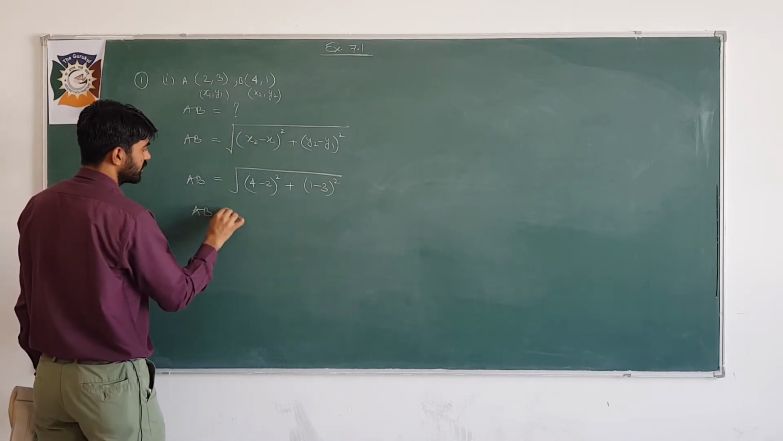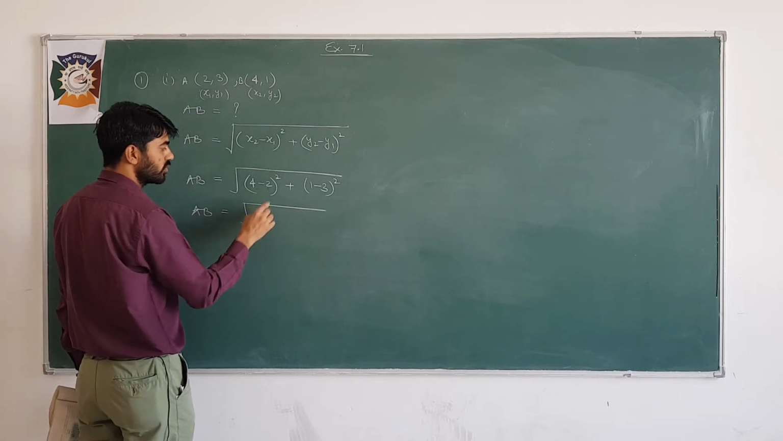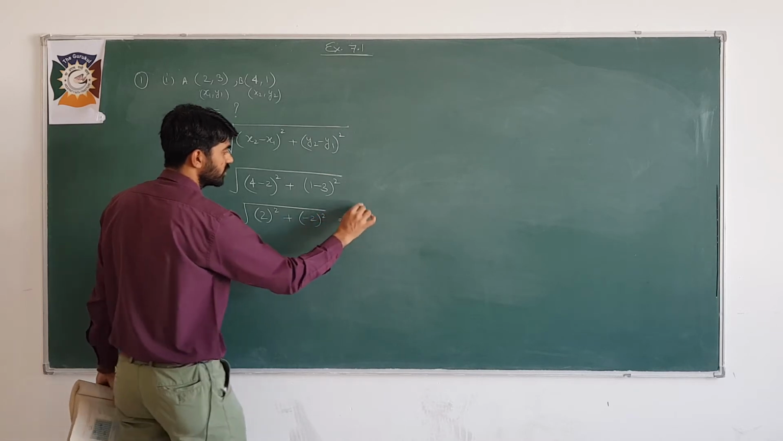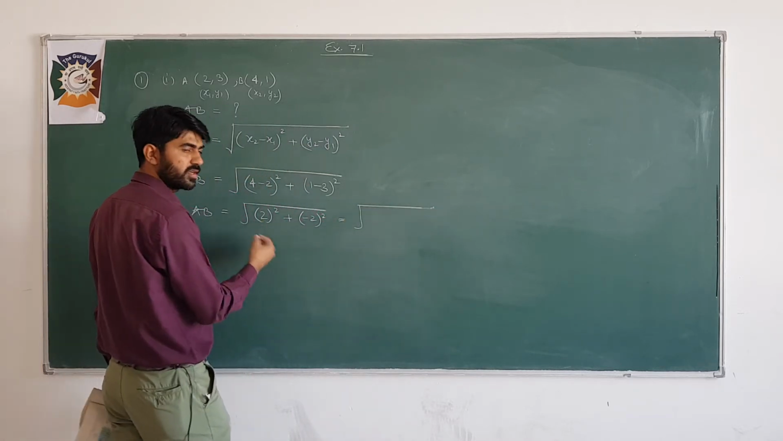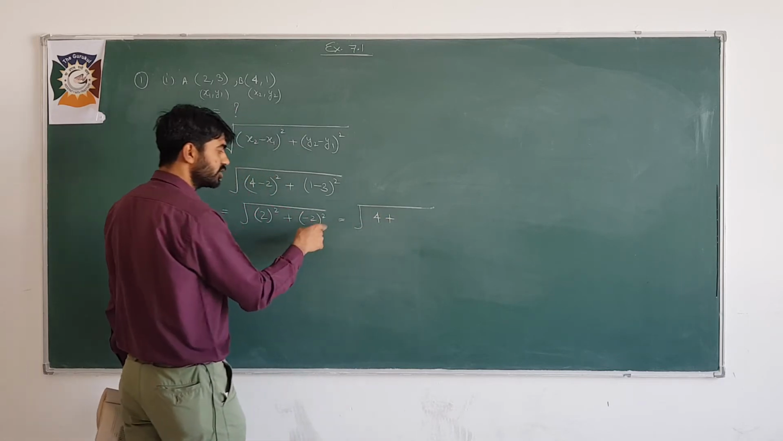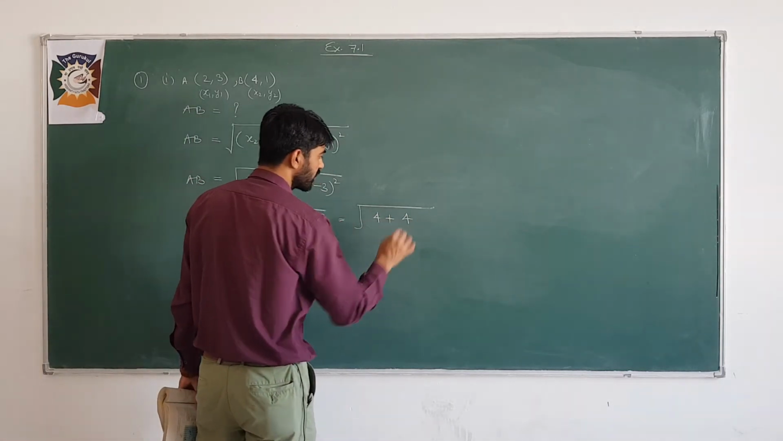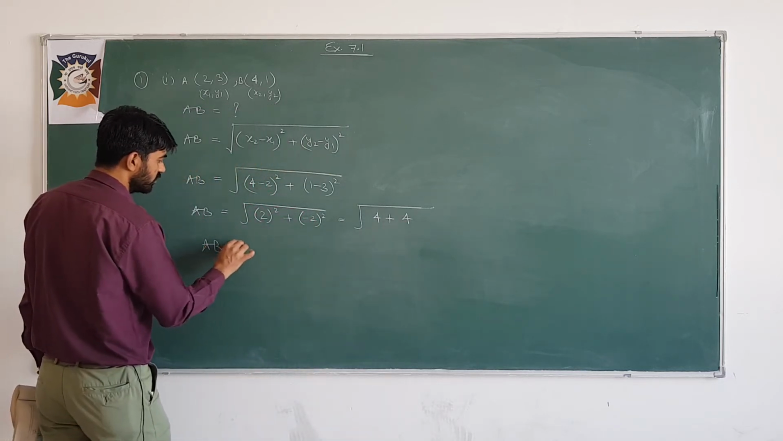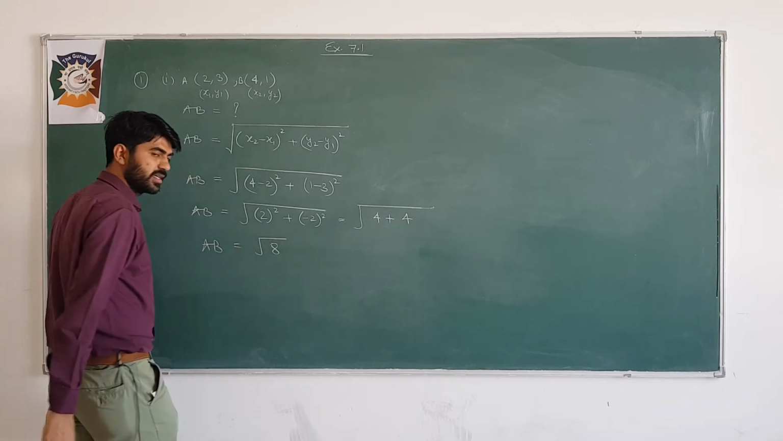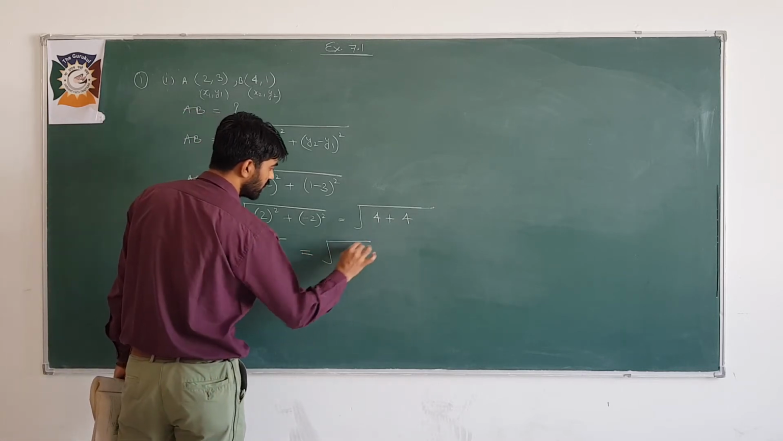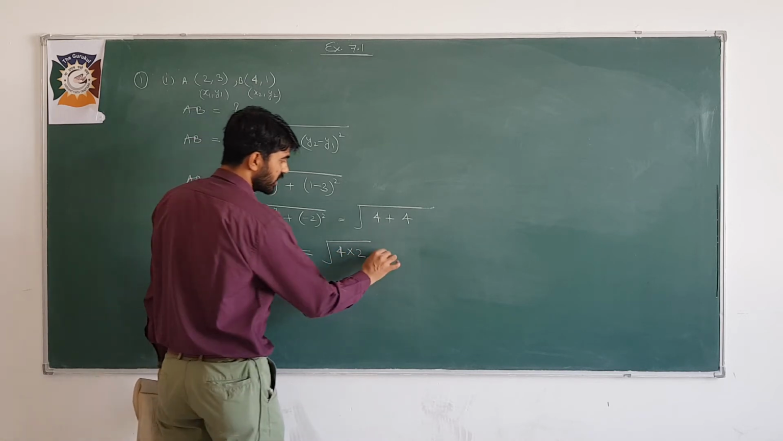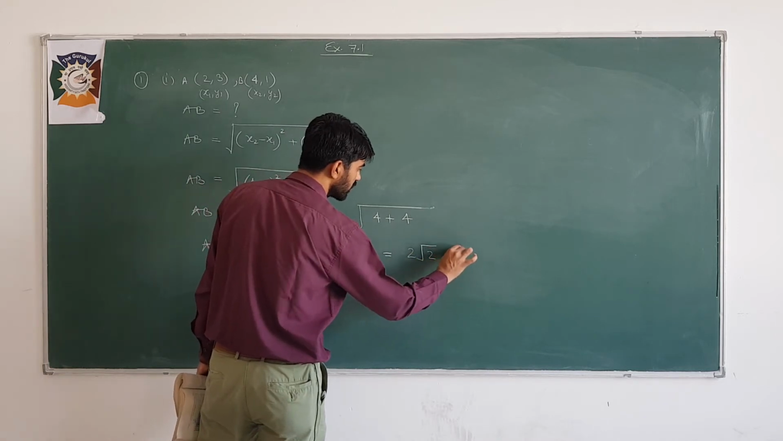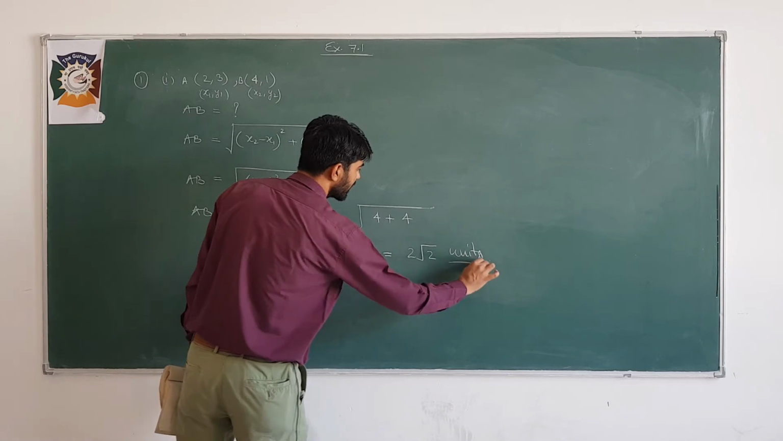So AB is equal to root over 2 square plus minus 2 square. So it will be equal to root over, this 2 square will be 4 plus minus 2 square will also be 4. So AB is equal to root over 8, and 8 can be written as root over 4 into 2. And what is the square root of 4? 2. So we can write it as 2 root 2 units. This will be the answer.